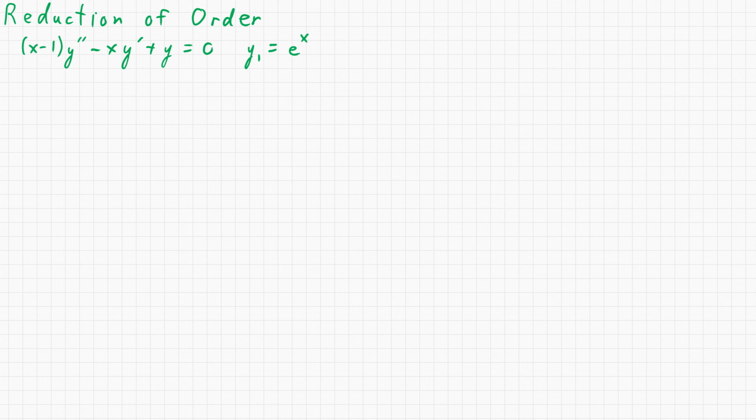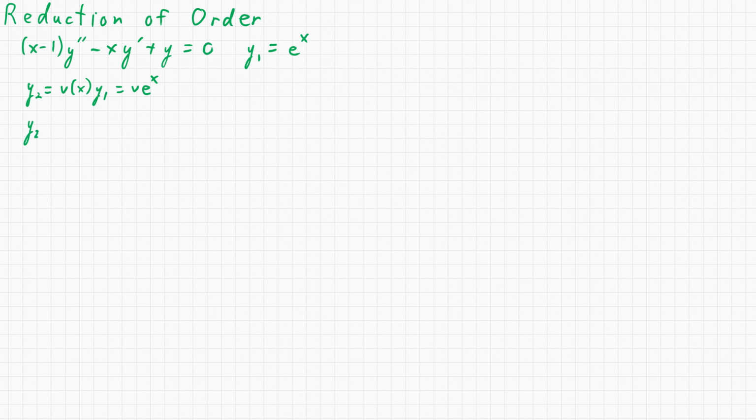Here we're applying reduction of order to figure out the second solution to this differential equation. Let's go ahead and get started. So y2, we're going to guess, is some unknown function v of x times y1. So it's v times e to the x.